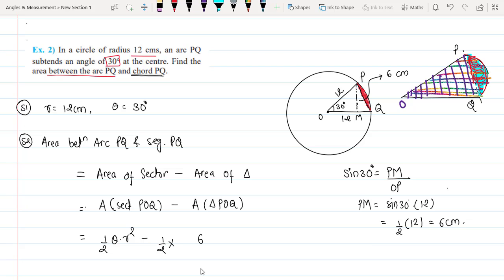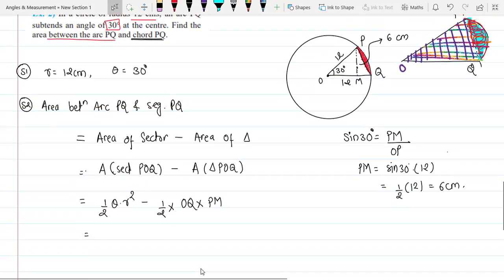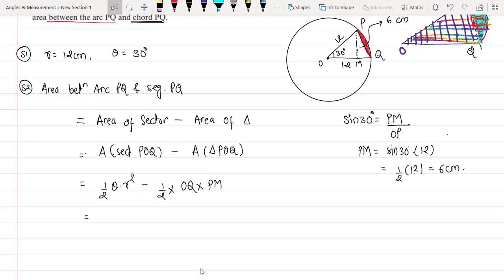Okay, so let's rewrite this in terms of the generalization. 1 by 2 into OQ into PM, that is base into height. Okay, so R is how much? 12 centimeter. Theta is 30 degree. So let's substitute now. Theta is 30, that is pi by 6 into R square, that is 12 square, minus 1 by 2. What is OQ? It is 12. And what is PM? It is 6.